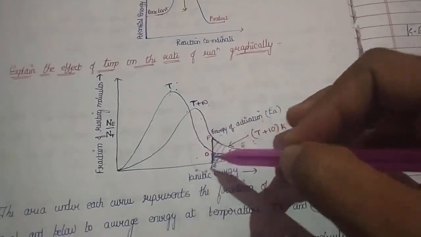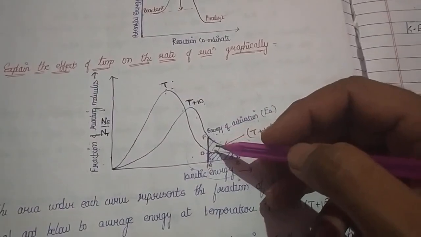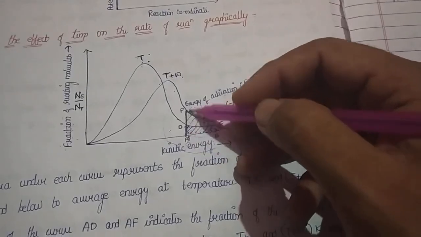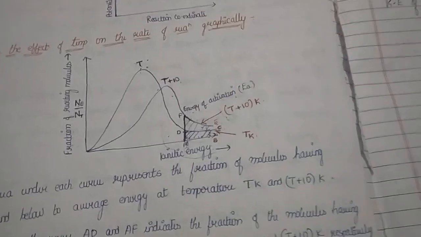So when such greater energy is observed, we are seeing that there is an activation energy for both the curves, which is represented over here. That is your Ea and Ea'. This line represents what? Your energy of activation.